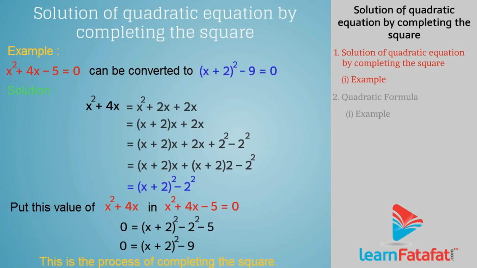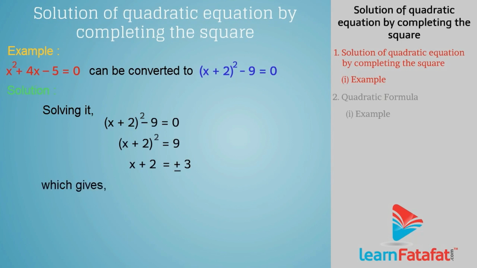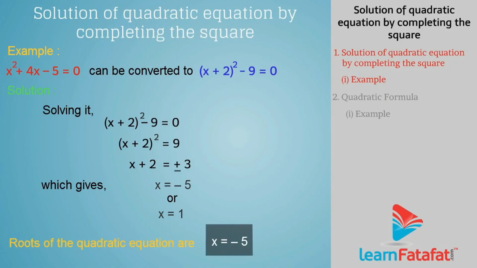This is the process of completing the square. Solving it, we get x plus 2 is equal to plus minus 3, which gives x is equal to minus 5 or x is equal to 1. Roots of the quadratic equation are x is equal to minus 5 or x is equal to 1.